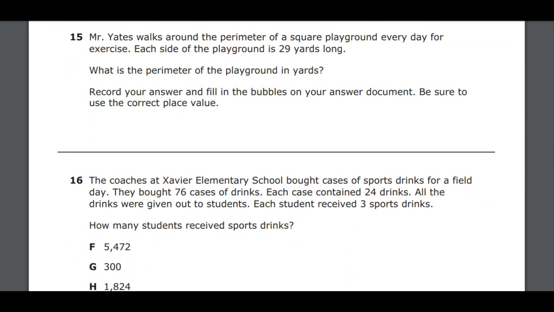15. Mr. Yates walks around the perimeter of a square playground every day for exercise. Each side of the playground is 29 yards long. What is the perimeter of the playground in yards? You are going to use your griddable for number 15. Remember that every digit should have a bubble colored underneath it. Record your answer and fill in the bubbles on your answer document. Be sure to use the correct place value.